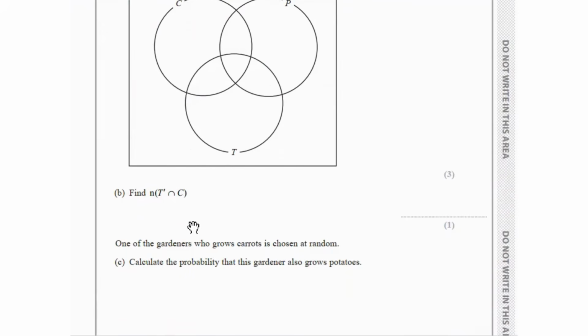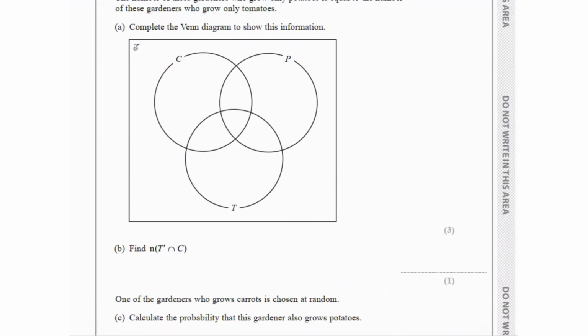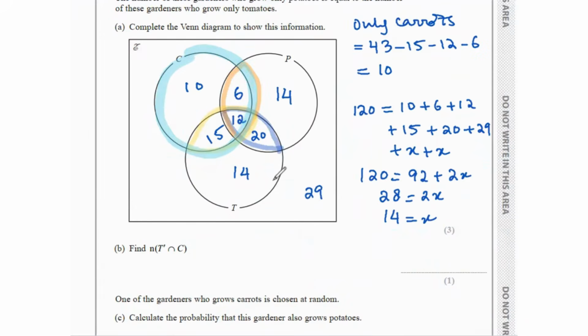Then they're asking to find the number of T complement intersection C. T complement means everything outside of T, but intersecting with C. So that leaves 10 and 6 in C. So that equals 16.